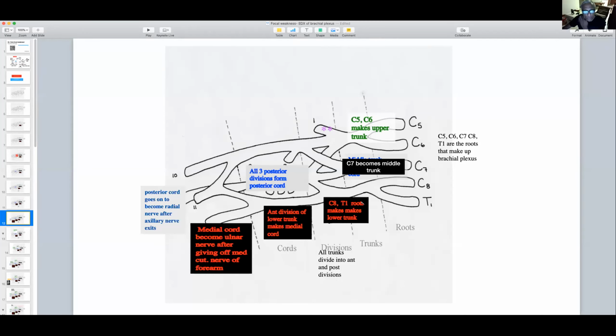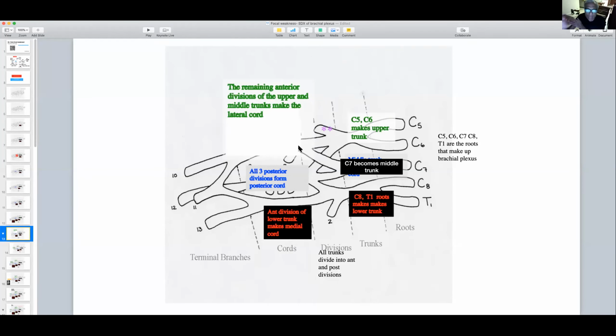We took the posterior divisions of all the trunks. We took the anterior division of the lower trunk. What do we have left? Therefore, there was no choice. We only have two left. We have the anterior division of the middle trunk and the anterior division of the upper trunk. So what must we do? We have no choice but to merge them to form the lateral cord.